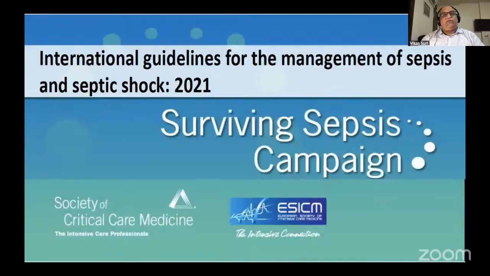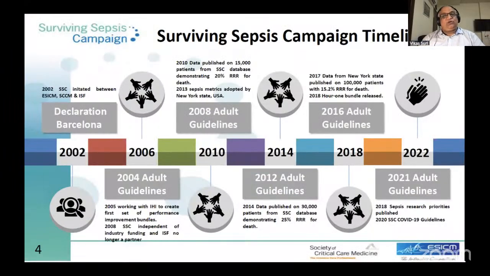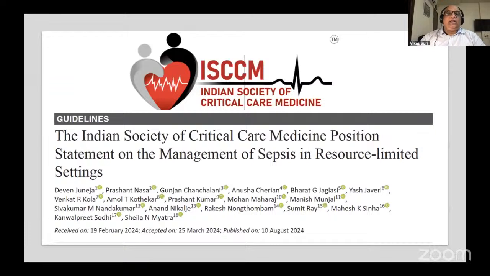But I will be following the 2 main guidelines, that is the Surviving Sepsis Campaign, which has a very robust history since 2002. When I was in my residency, I had reviewed the 2016 guidelines, and now today I am presenting the 2021 guidelines, which were published in 2022. The Indian Society of Critical Care Medicine has published their own guidelines, especially which have some role in resource-limited countries like the Indian subcontinent. So I'll be majorly talking about the Surviving Sepsis Campaign and also talking about the guidelines from ISCCM.